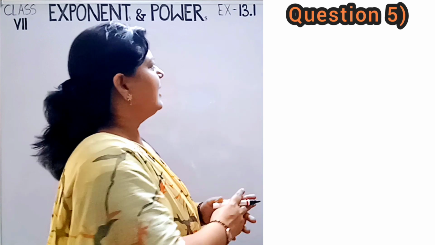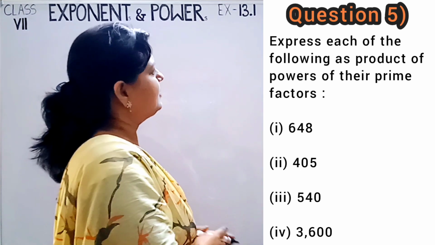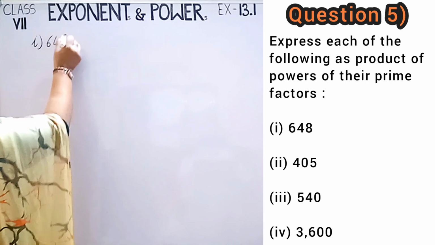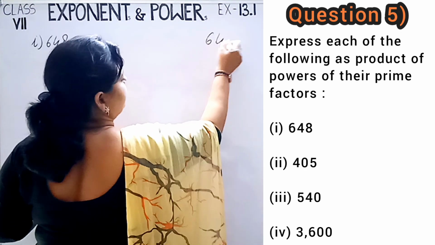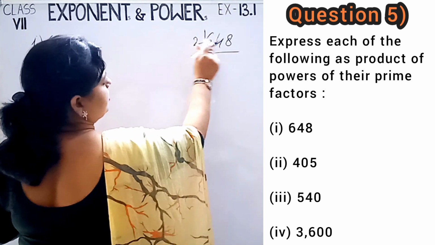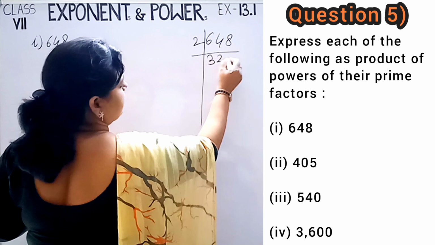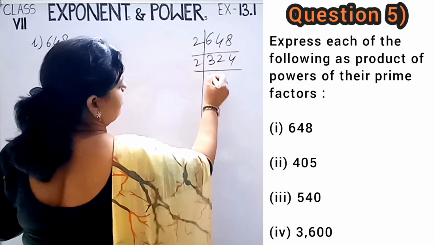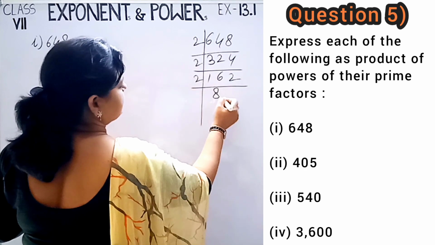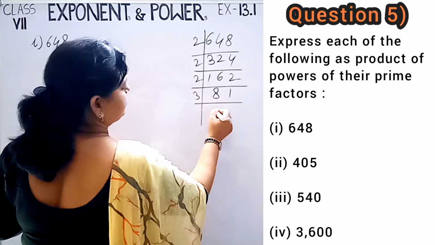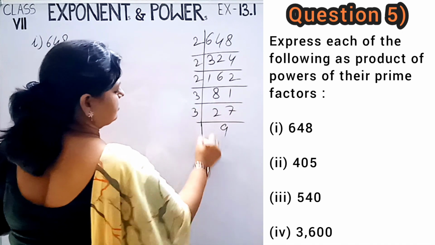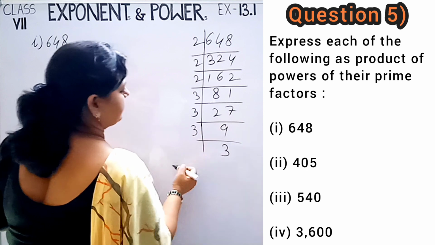Question number 5. Express each of the following as product of powers of their prime factors. First part, 648. First of all, we have to do prime factorization of 648. Now, 2 3s are 6, 2 2s are 4 and 2 4s are 8. Now 2 8s are 16 and 2 1s are 2, 3 2s are 6, 3 7s are 21, 3 9s are 27 and 3 3s are 9.